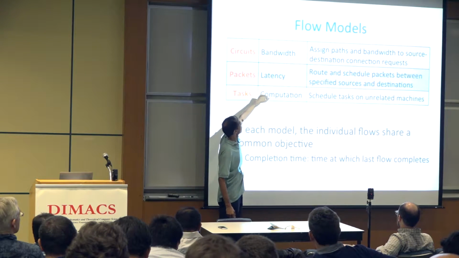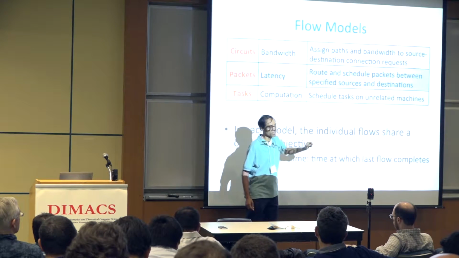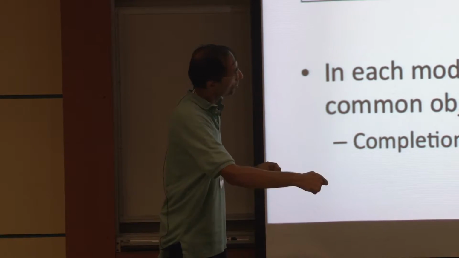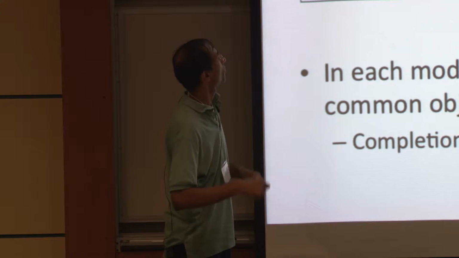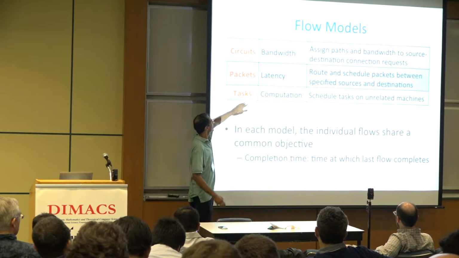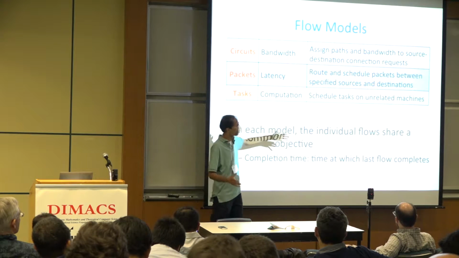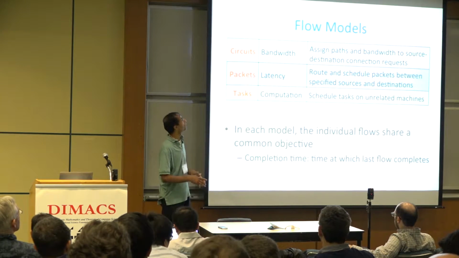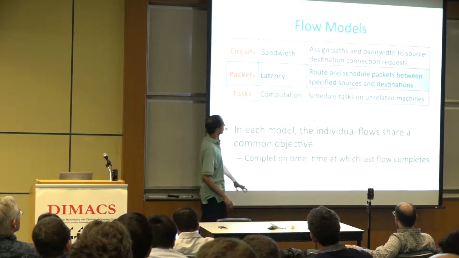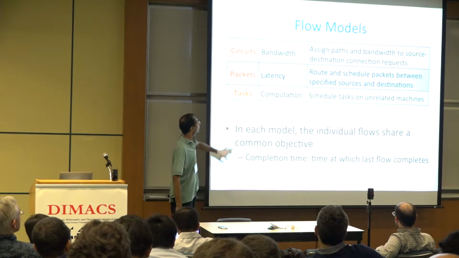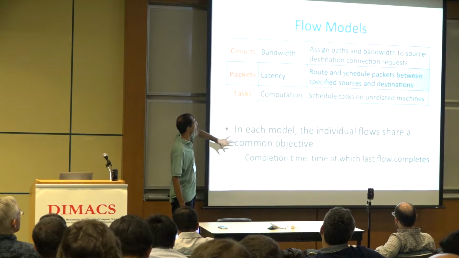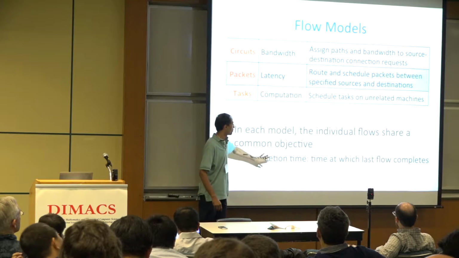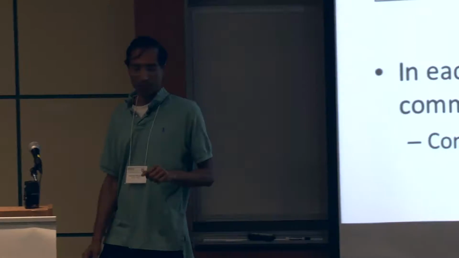I'll talk a little bit about packet-based coflows, where you're scheduling and routing individual packets that need to be sent from sources to destinations, and so you have to talk about the store and forward routing there. We can also think of coflows as simply computation tasks, and groups of tasks are put together in a single job, and you're worried about the completion time of the last task in a job, and so on. So it makes sense in all of these. But the general notion is that the individual flows in a coflow all share a common objective, and we have mostly focused on completion time.